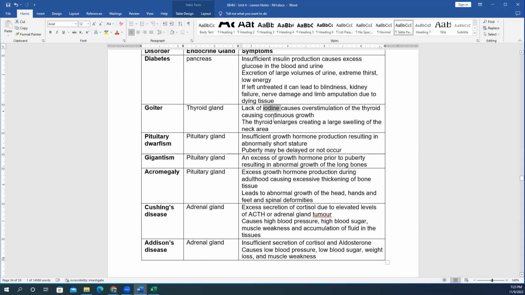And we don't really see much of this disorder of goiter, definitely not in North America and Europe, because steps have been taken, and most of the table salt that we have access to nowadays is iodized salt, and that is to combat goiter, to make sure that our diets have always got plenty of iodine in it, so that we don't suffer from this problem of an enlarged, overactive thyroid.